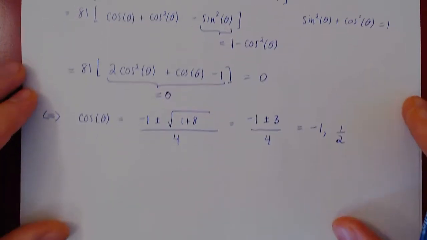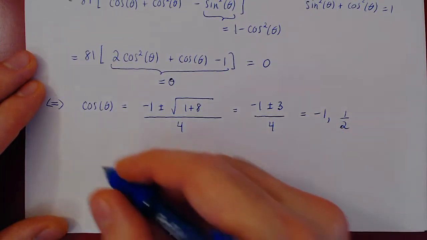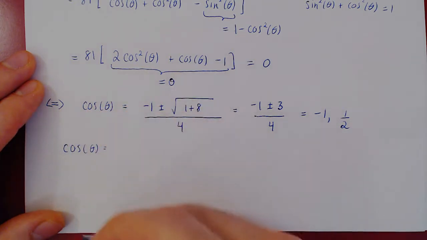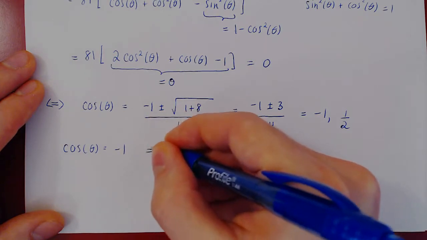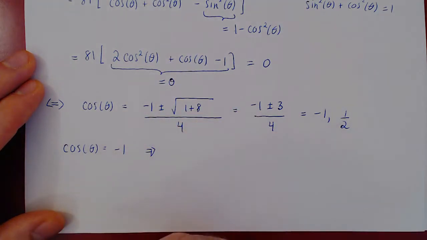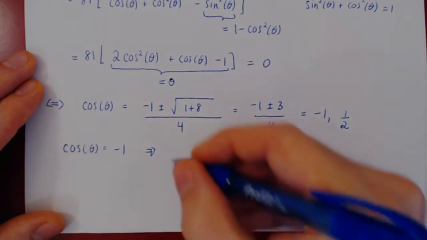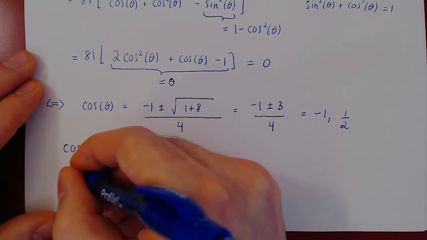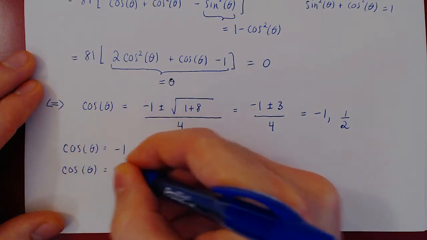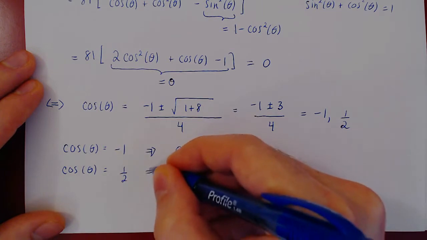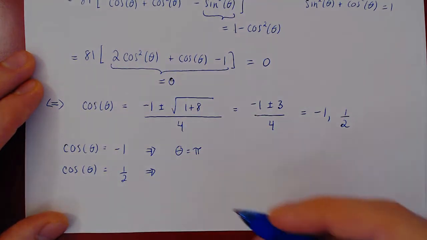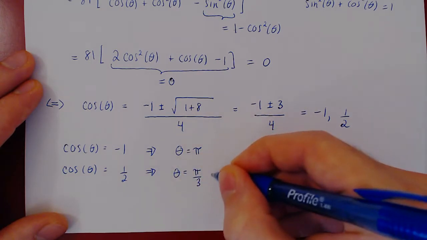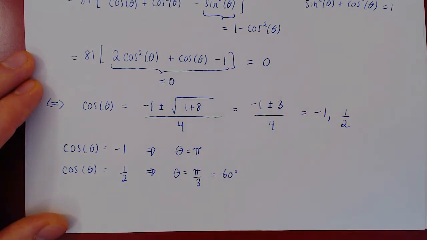And let's see now. If cos of theta, let's look at the first possible value, equals negative 1, well, where is cos of theta negative 1? This is at pi. So theta must be equal to pi. And the other possibility for cosine was 1 half. And if you remember, cosine is 1 half exactly at pi over 3. That is in radians. If you want in degrees, this is 60 degrees.